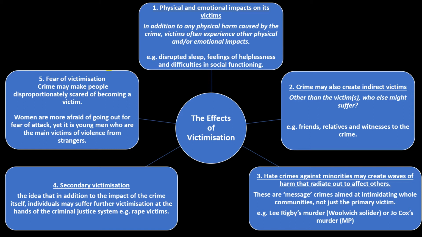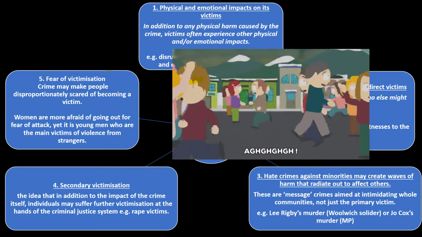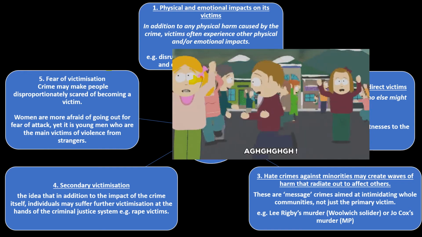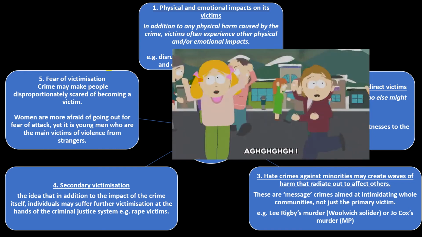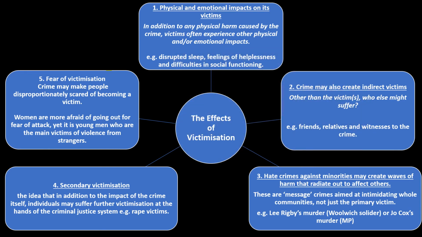So people become scared of being a victim of crime. Very similar to the indirect victims and the waves of harm, but ultimately when a crime takes place, it can create a fear of victimization. So women are afraid of going out at night because of this idea that women are more likely to be a victim of crime, despite the fact it's actually generally young men who are more likely to be that victim, which relates to misrepresentations that we'll see later.